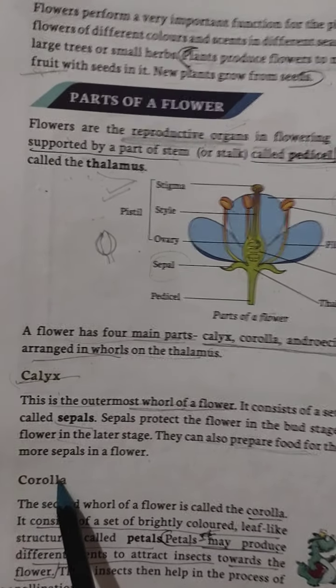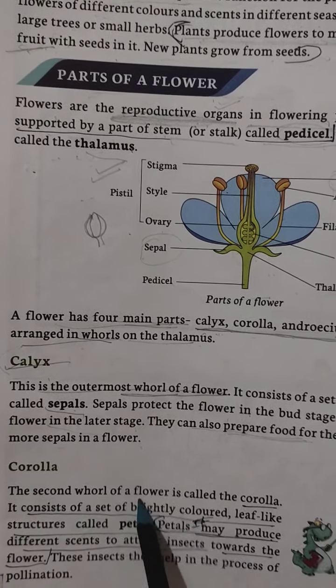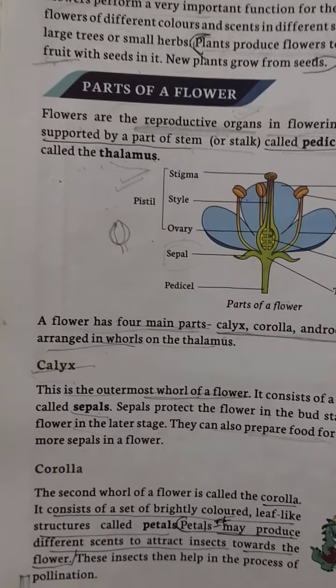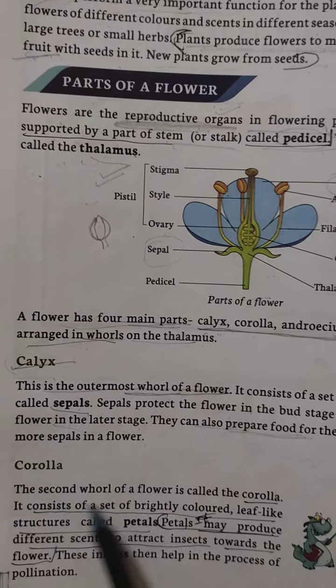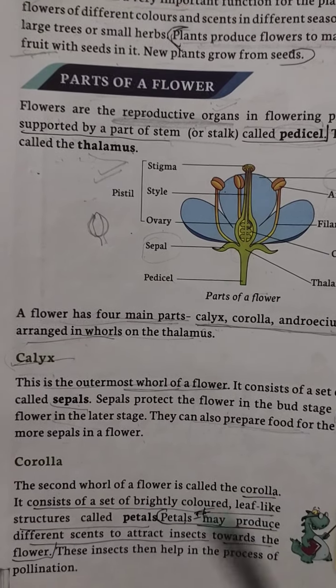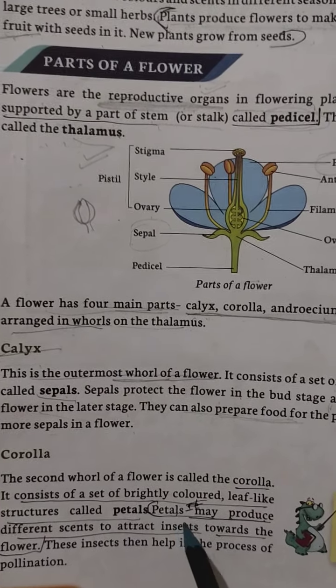The next part is corolla. The second whorl of a flower is called corolla. जो second area होता है, that is called corolla. It consists of a set of brightly colored leaf-like structures called petals.